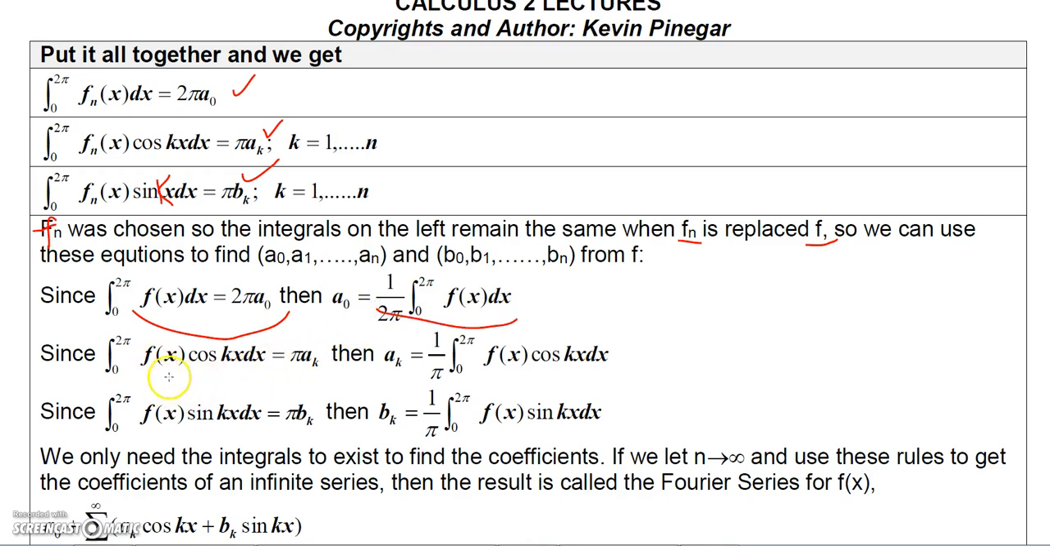And then in the second one, replace f_n with f(x), and we get pi times a sub k. If you divide both sides by pi, you get a sub k equals 1 over pi times this integral. And similarly, if you replace f_n in the third integral with f(x) and solve for b sub k, you get b sub k equals 1 over pi times the integral from 0 to 2 pi of f(x) sine kx dx.